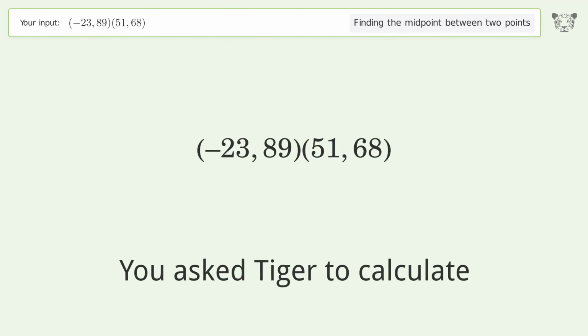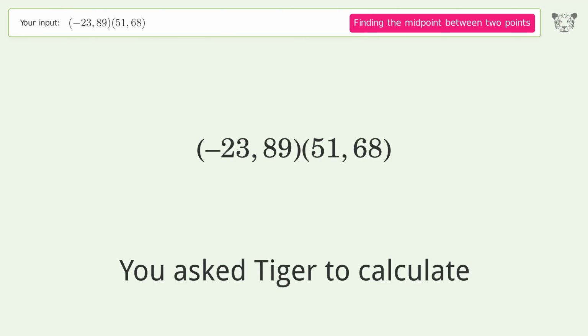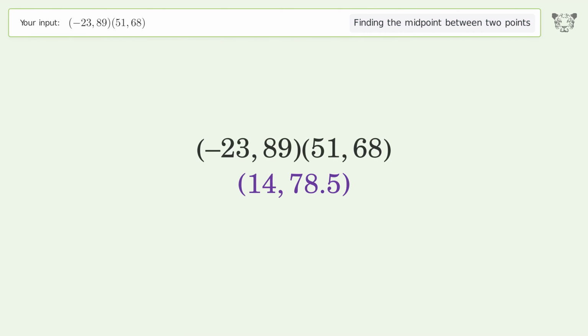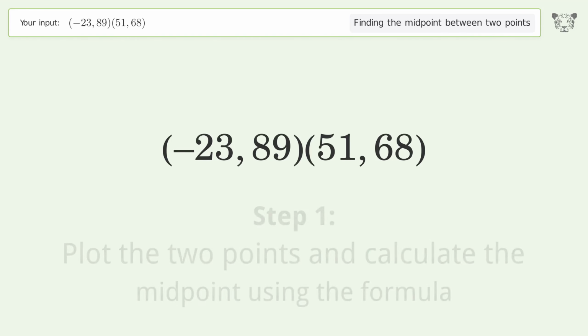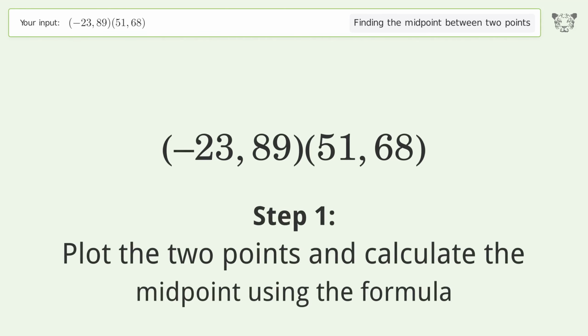You ask Tiger to calculate. This deals with finding the midpoint between 2 points. The midpoint between the 2 points is 1478.5. Let's solve it step by step. Plot the 2 points and calculate the midpoint using the formula.